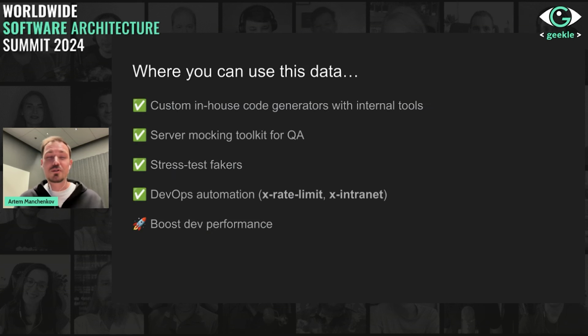But in reality, by using such tooling, you can extend functionality even more. For example, you can create your own code generators. You can implement server toolkits for mocking responses for QA engineers. You can generate fake requests for stress testing, and it will allow you to test your architecture even before the implementation. And if you do your own DevOps, you can introduce a lot of configurations in these specs, such as rate limits or virtual networks. And overall, there are a lot of ways to automate things and improve your development performance and experience.